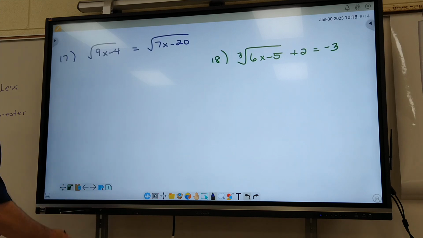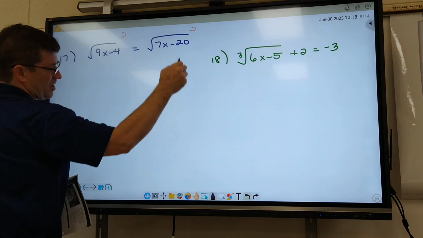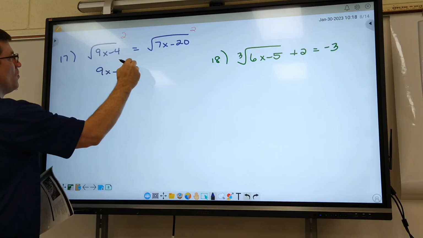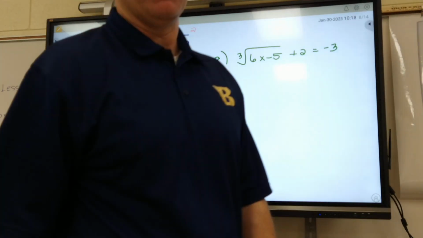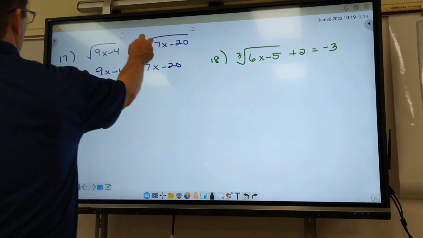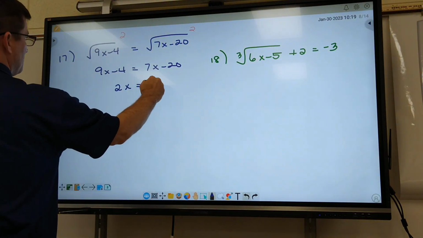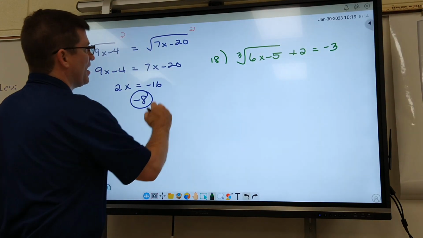All right, 17 looks pretty easy. Let's go to 17. All right, 17 is really easy. What do we do? Square both sides, right? That's going to give us 9x minus 4, 7x minus 20. Y'all finish that one, then do 18. Bring 7 over, that'll give me 2x equals negative 16. Did y'all get negative 8? Is that right? That was pretty quick. And most of the ones we're going to have on the test Wednesday are going to be this quick, this easy.